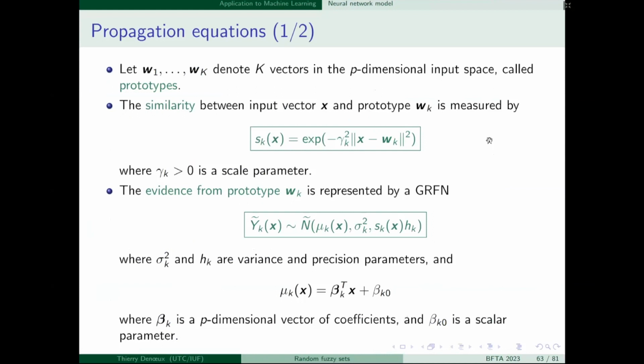Then you have a variance sigma k squared, which also depends on the prototype. It represents the conditional variance of y in the neighborhood of wk. Now I draw another picture here.